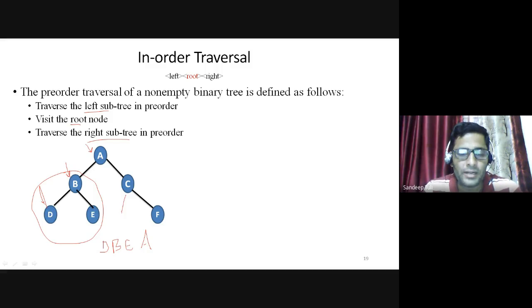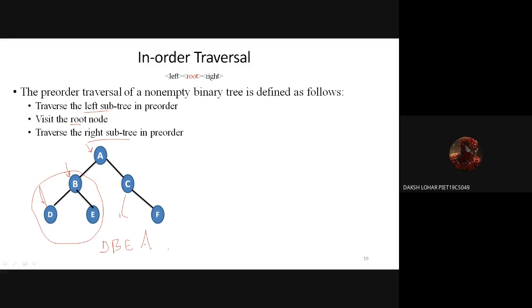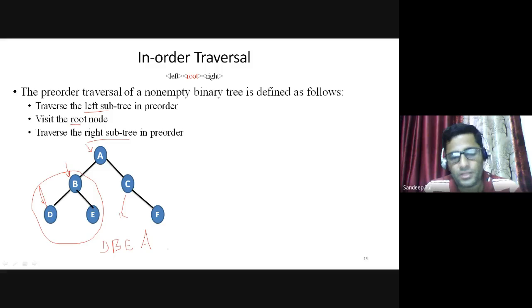Suppose here there was also K, then K would be printed first. It would be K, C, F. K is not there, so we will not print it. C and then F. Is it okay now, everyone?